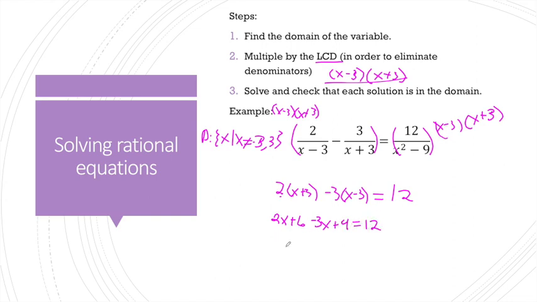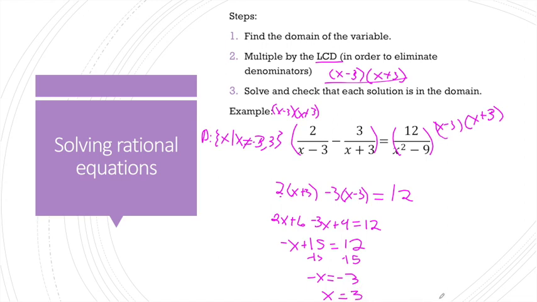What's really nice is this is an equation in one variable. So now I just combine like terms. 2x minus 3x gives me a negative x. 6 plus 9 gives me 15 equals 12. I subtract 15 from both sides. I get negative x equals negative 3. I divide both sides by negative 1. I get x equals 3.